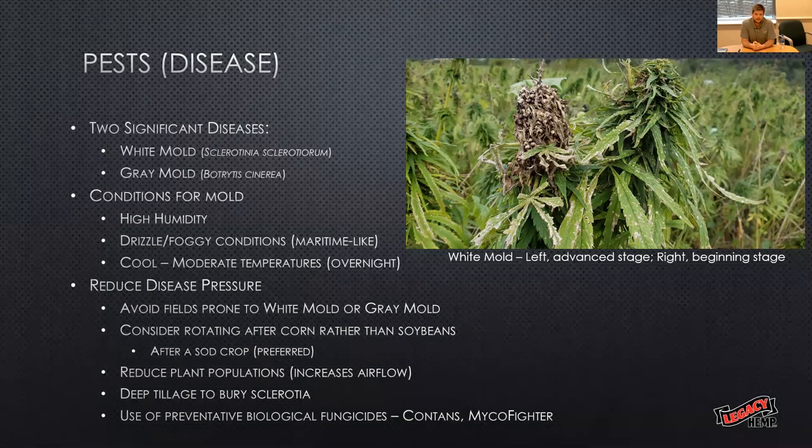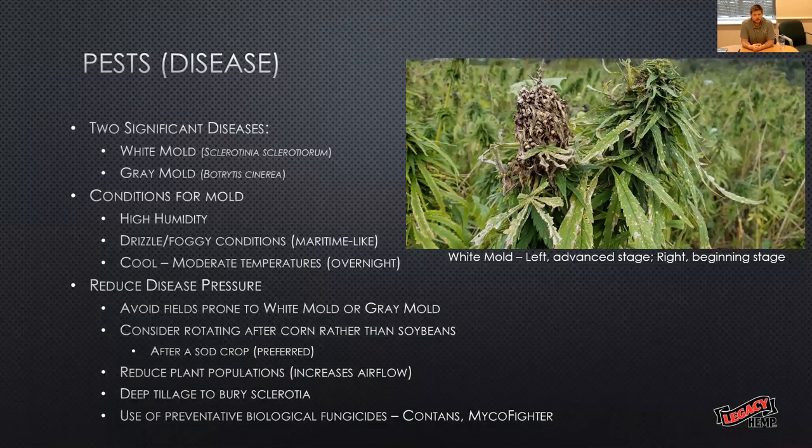The photo here is a picture of Sclerotinia. The diseased plant on the left is in an advanced stage where the plant is almost entirely dead, with the right plants at the beginning stages. We can tell this by the water-soaked lesions on the leaves that give away this type of disease.